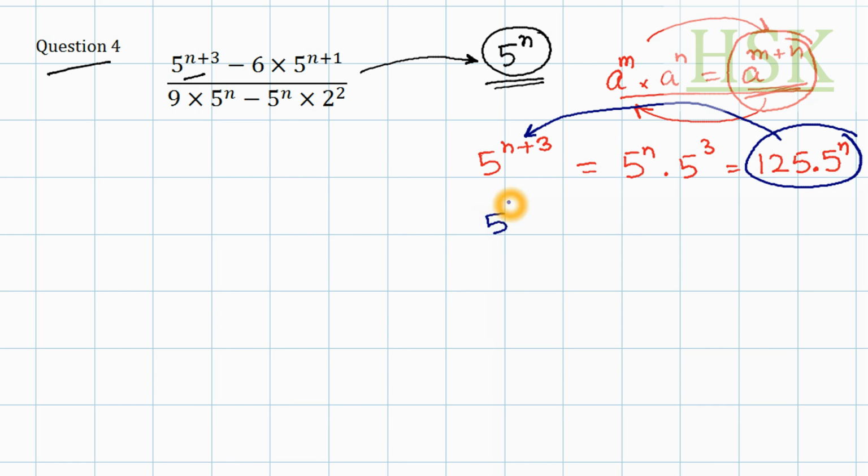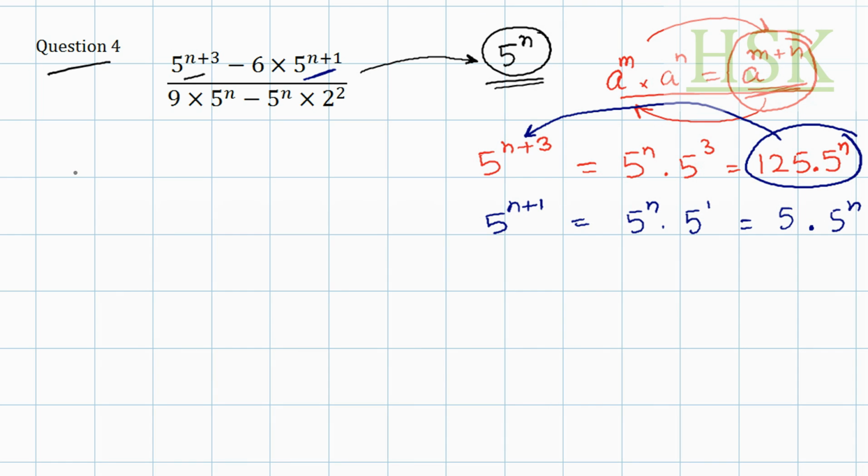Next I have 5 to the power of n plus 1 in the second term here. So I'm going to write it again using the power law of indices as 5 to the power of n into 5 to the power of 1, or 5 into 5 to the power of n. Okay, so these values would be placed in this expression.